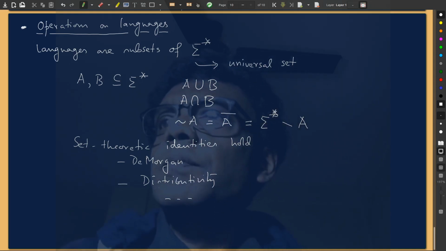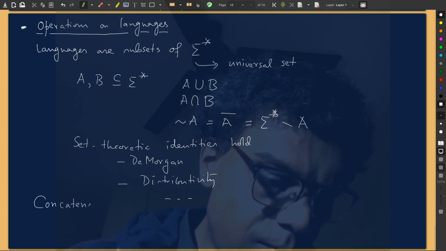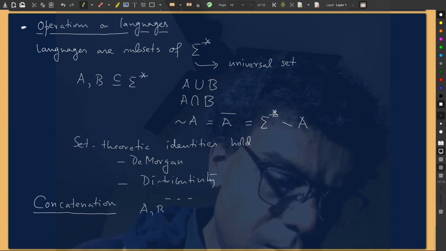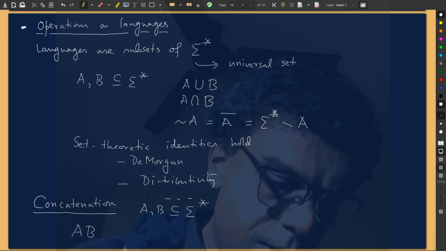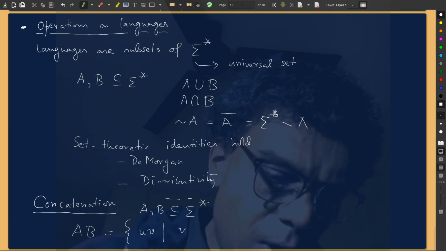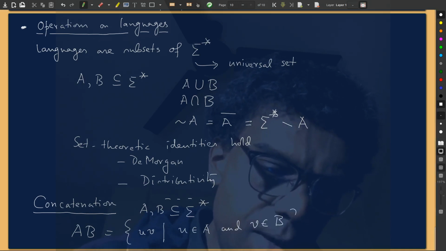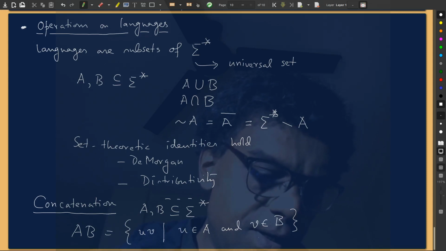But what is important, like strings, we can define concatenation of sets. So if A and B are two languages over sigma, the concatenation of A with B is defined as the set of all strings of the form UV, where U comes from A and V comes from B. Okay. So take any string from A, any string from B, concatenate them. And whatever you get, that is the concatenation of A and B as sets.